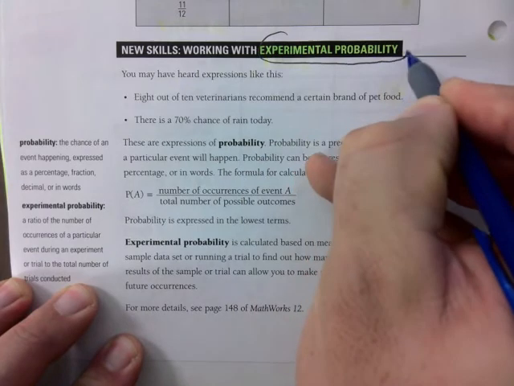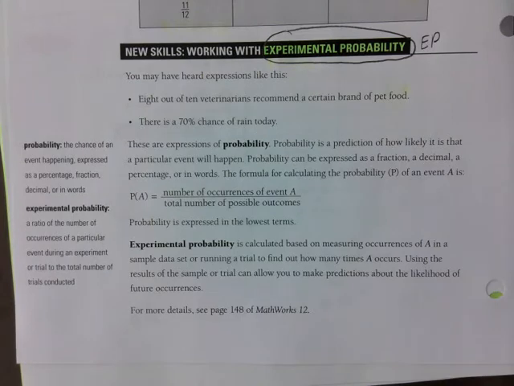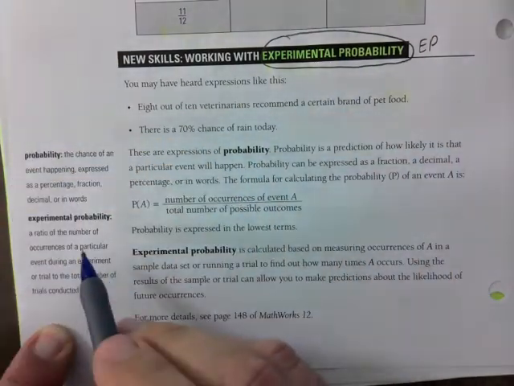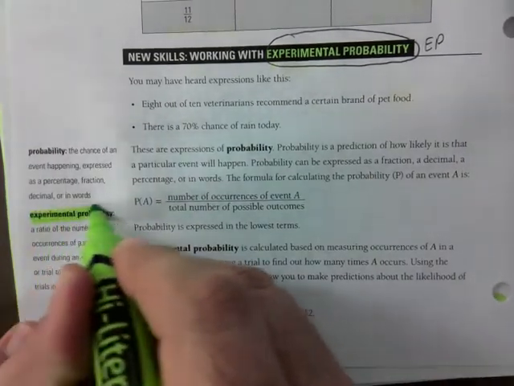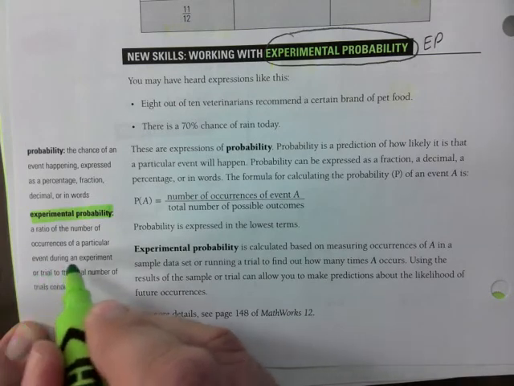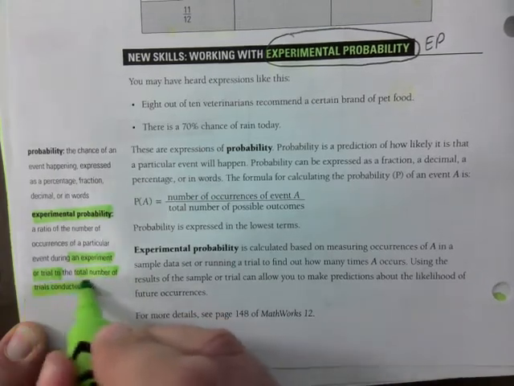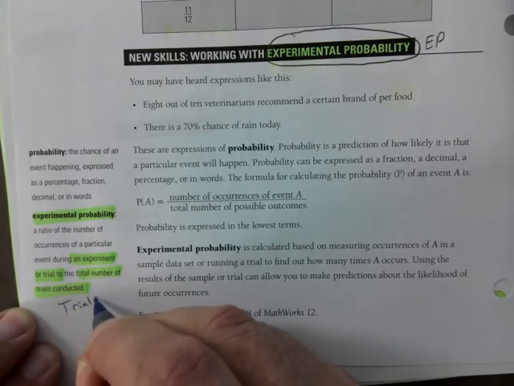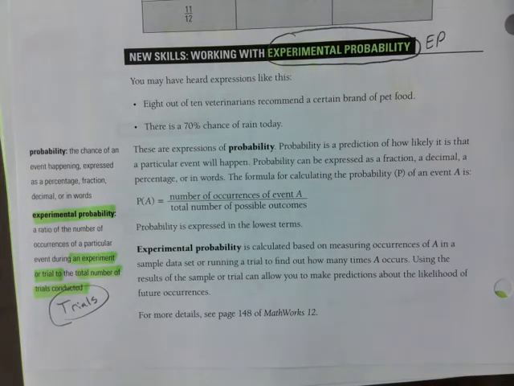I'm going to refer to it as EP, experimental probability. This is a little bit wordy here, but again, experimental probability. It's during an experiment or trial, to the total number of trials conducted. So the key word there is trials. Trials is the key word. That should give it away that this is experimental probability territory.